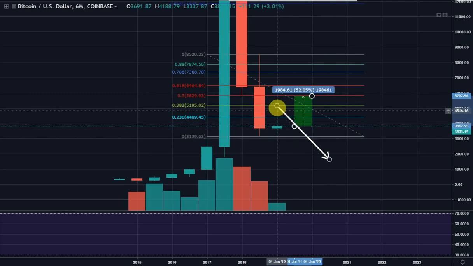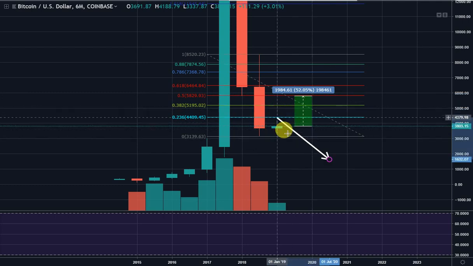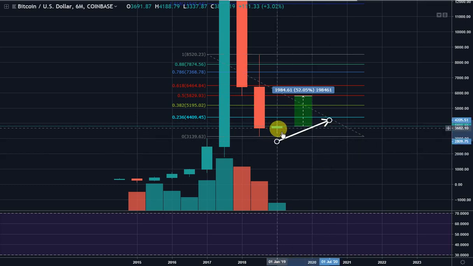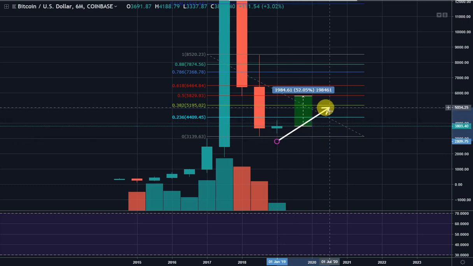So the only saving grace I can think of is if we go down and fail. Say we start dropping now. This just drops away, and then we have a failed move to the downside. So this comes down to new lows, down to 3,000, down to 2,500 or whatever, fails, and then comes back up. Now that is the quickest way we can end this bear market.